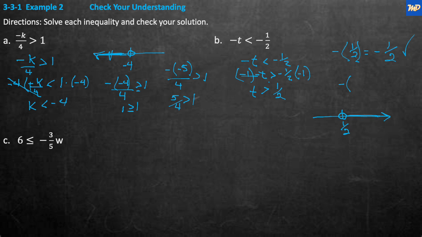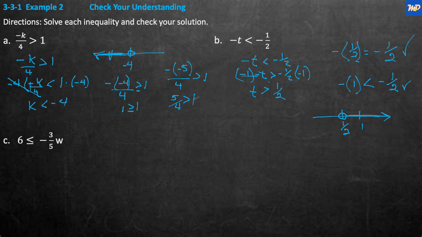Okay, so let's pick 1. 1 is greater than 1/2. So we're going to put in here, in this case, negative 1, because it's negative t, and I'm picking t is 1. So it's negative 1. Is that less than negative 1/2? And the answer is yes. Negative 1 is less than negative 1/2.